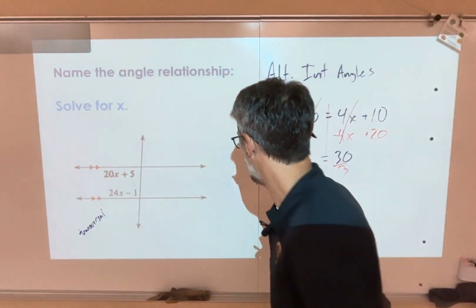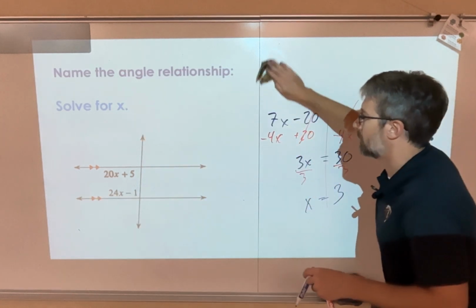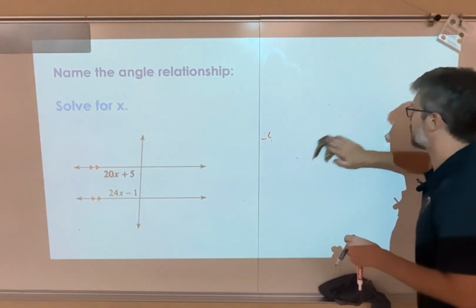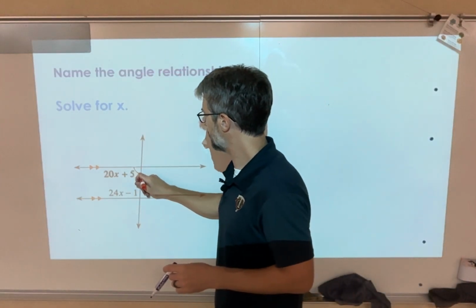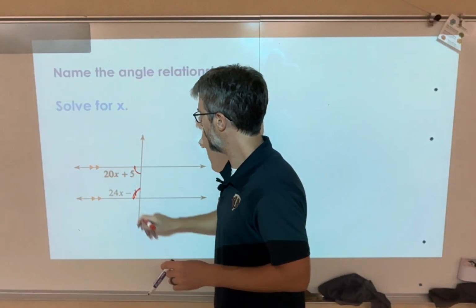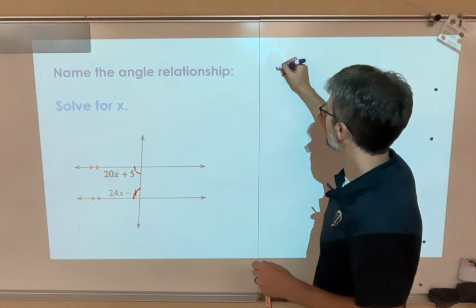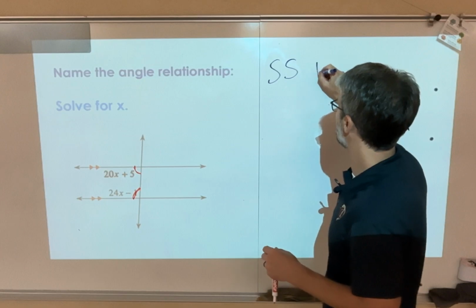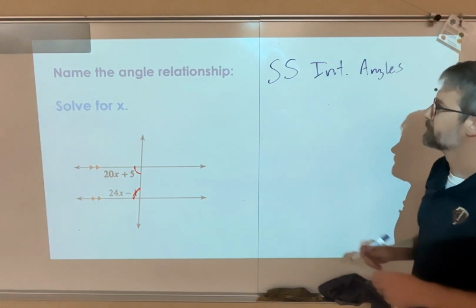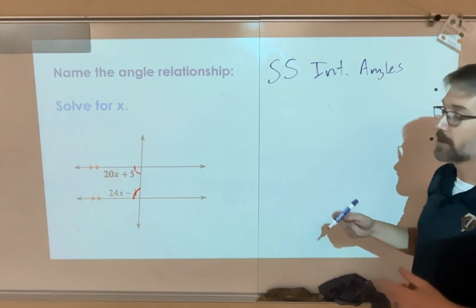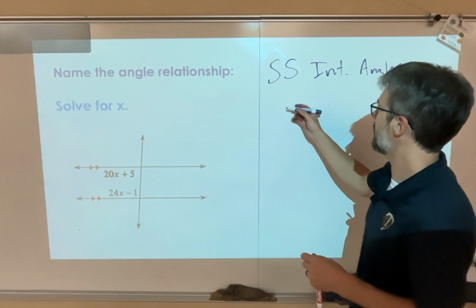All right, and our last one. Looking at this guy, they're both interior angles, right? But now they're on the same side as the transversal. So these are going to be same side interior angles. All right, solving for x. In this case, these aren't equal to one another. They're supplementary, so they add to 180.